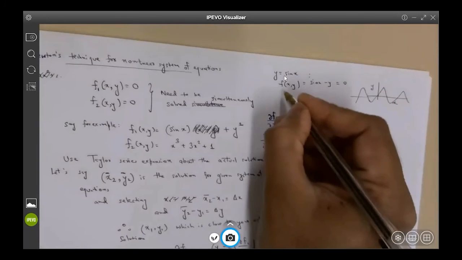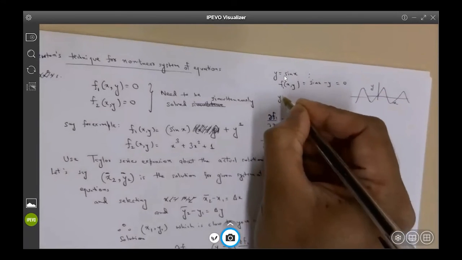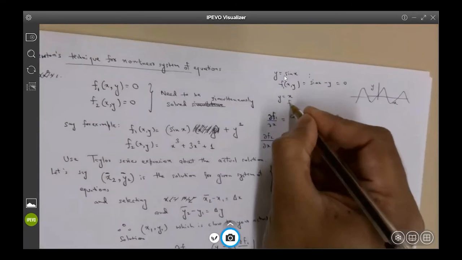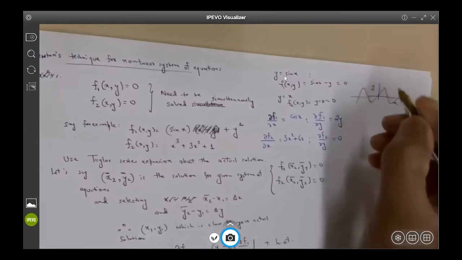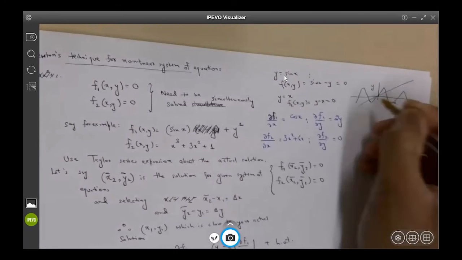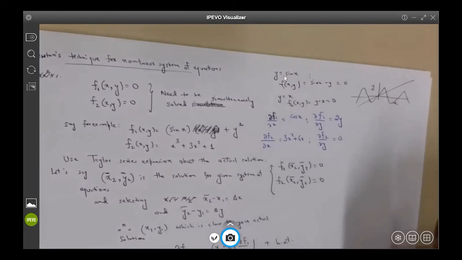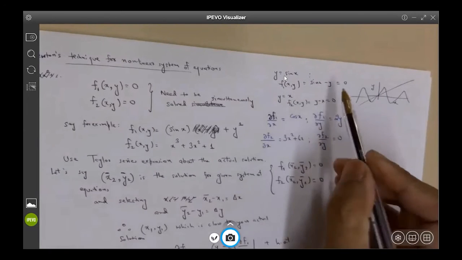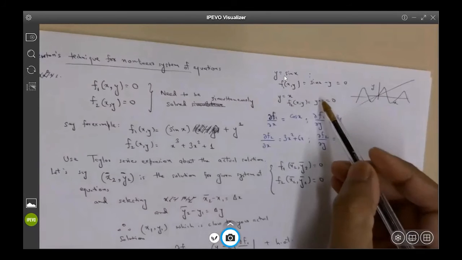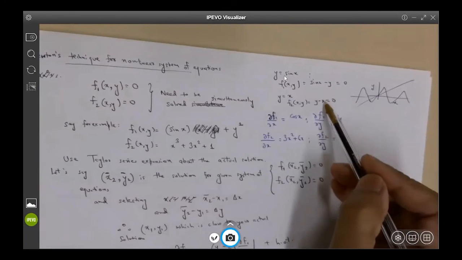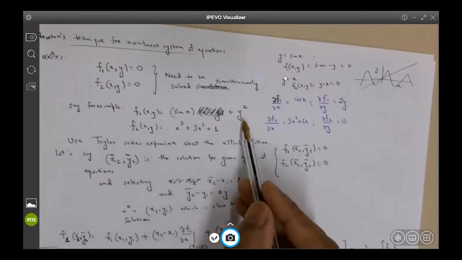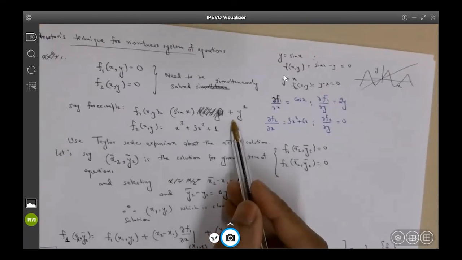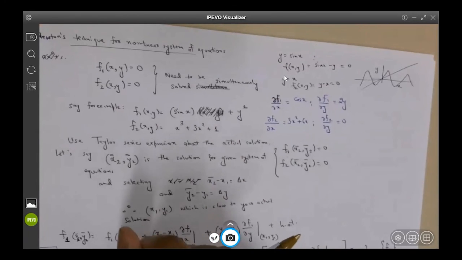Let's say this is f1. And let's say another function is y equals x. This is f2. f2 of x, y is basically y minus x equals 0. So these are linear in y, but non-linear in x. But here you will see that these are non-linear in both y and x. Do you see what I'm saying?